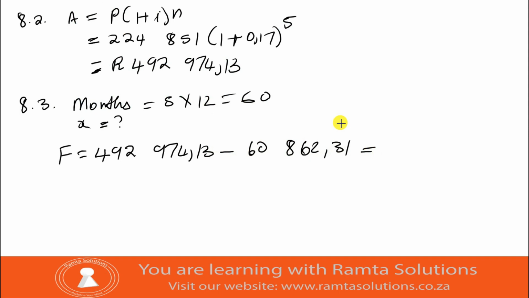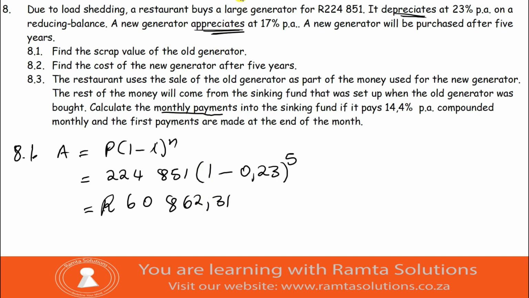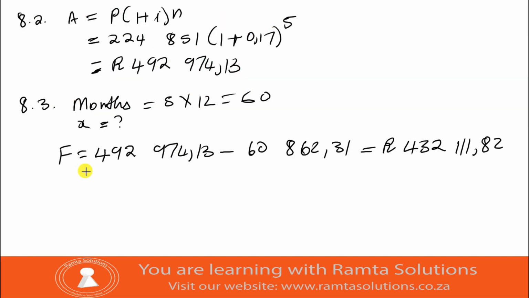So let's see. Our budget is 492,974.13 minus 60,862.31. What is it? So their sinking fund is 432,111 rands and 82 cents. Remember, we said there are 60 months. Since there are 60 months and payments are made at the end of each month, even if I don't draw a timeline, it's still okay.